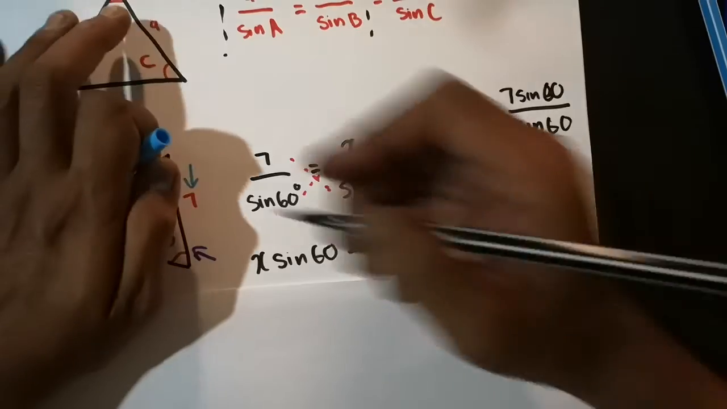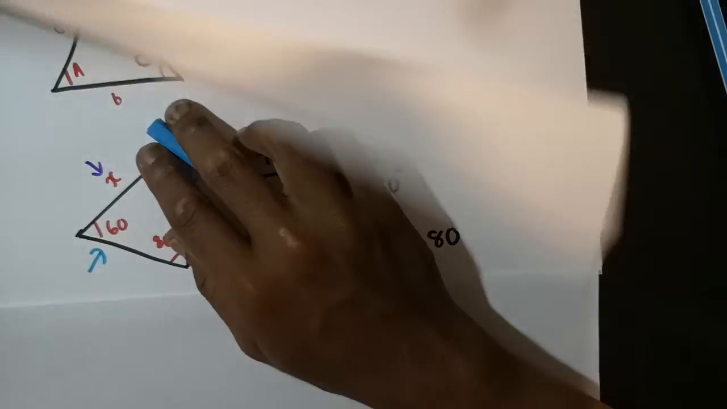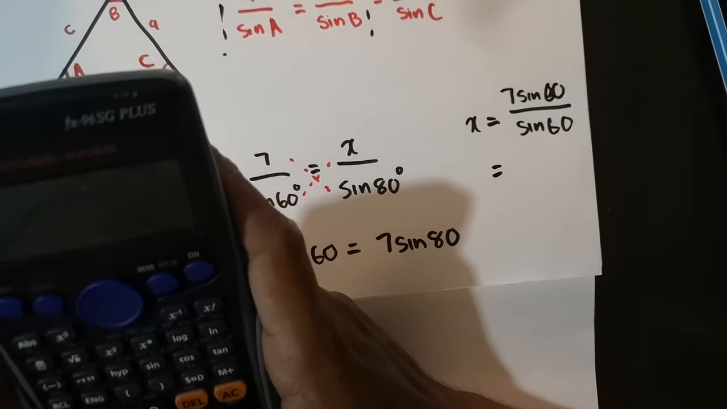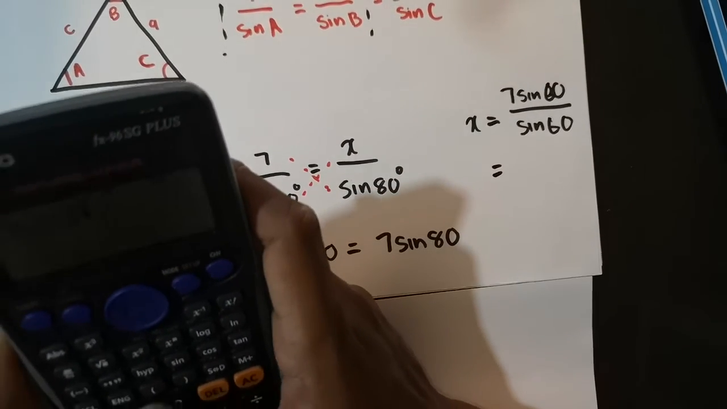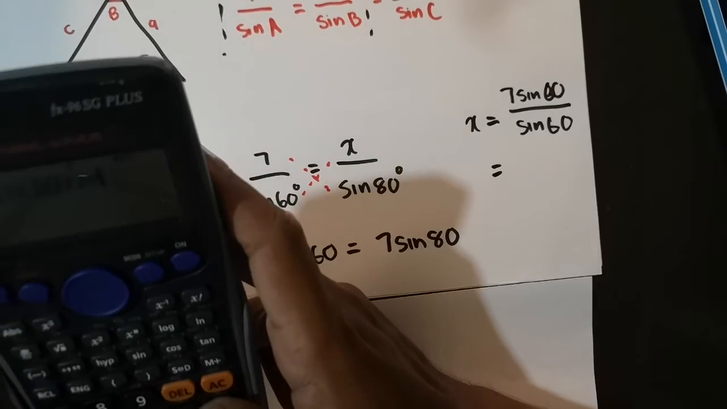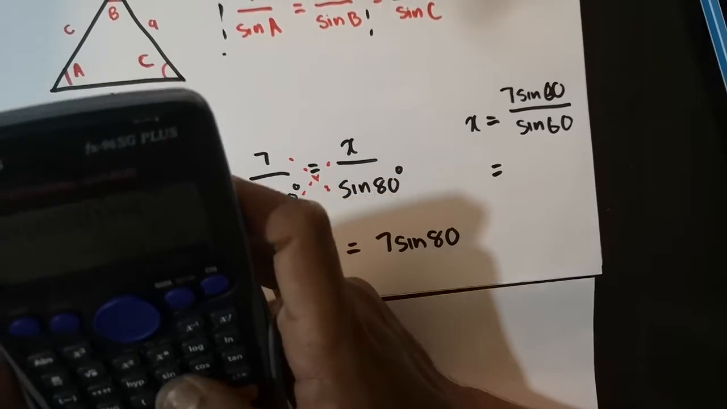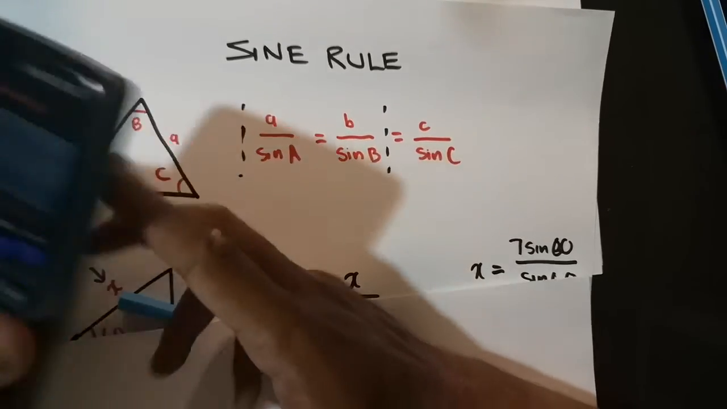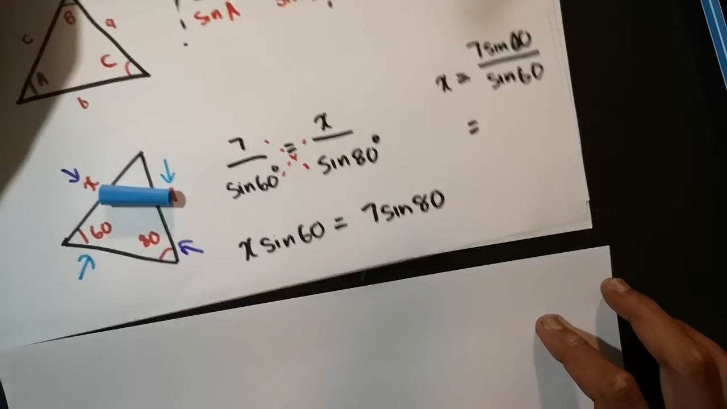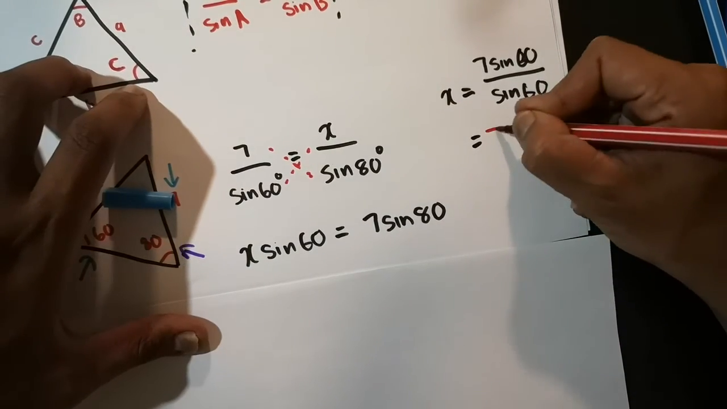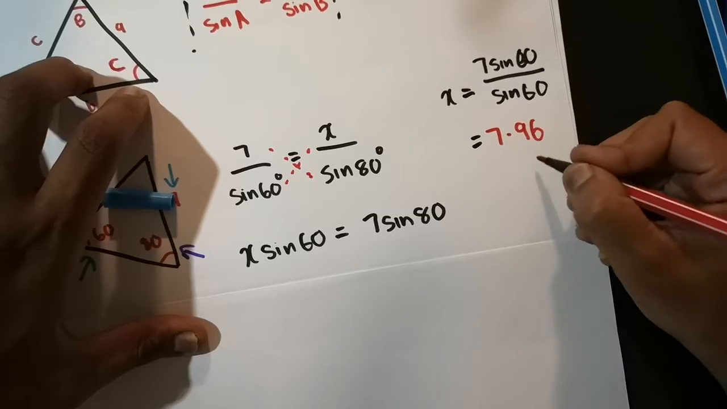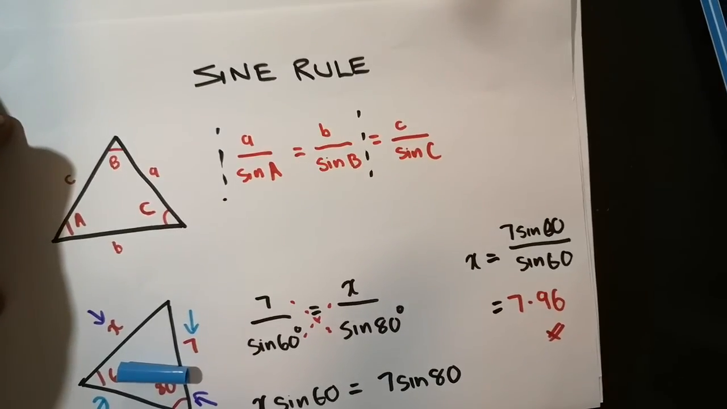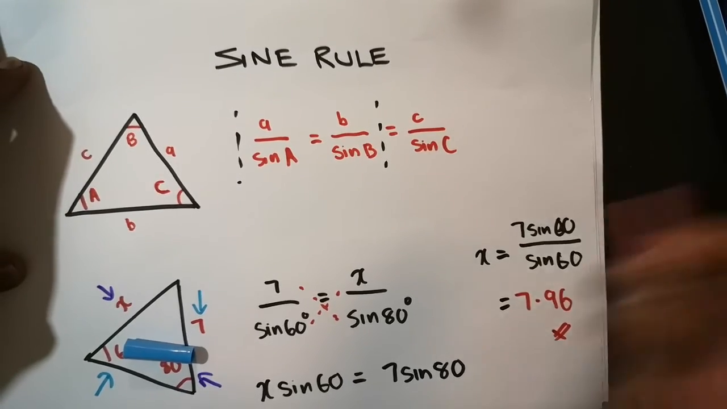So what do I get? Let me key inside my calculator. I'll get 7.96. So the answer here is 7.96. Done. Very easy.